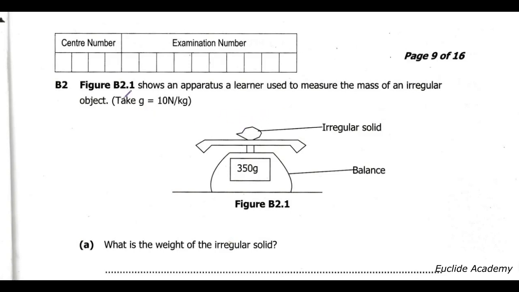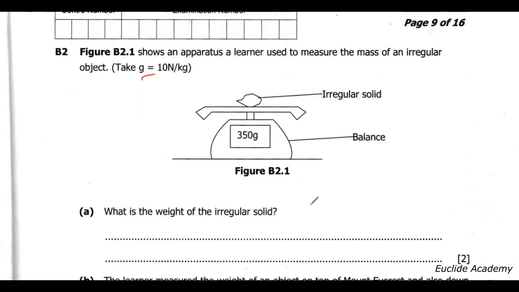B2, 2.1 shows an apparatus a learner used to measure the mass of an irregular object. So take g to be 10 newtons per kilogram. Now this is a 350 gram irregular solid, and this is the balance, being balanced. What is the weight of the irregular solid? So what do you think is the weight of the irregular solid?